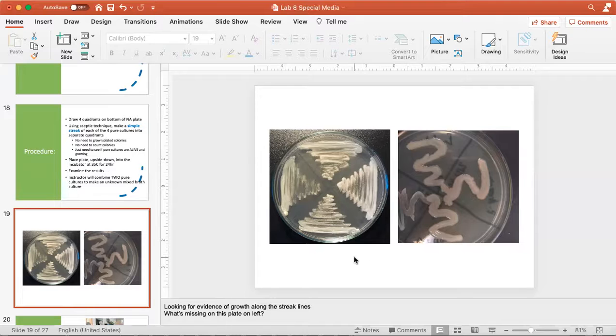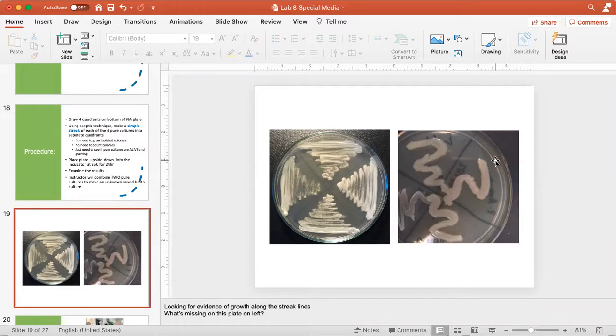All 4 of them grew very well on the nutrient agar, just like we would expect them to. Remember, nutrient agar is a basal media. It's going to allow most non-fastidious bacteria to grow. But I'm not going to be able to tell anything from them. I'm not going to see any special colors or anything. I'm just going to be able to see that they grew.